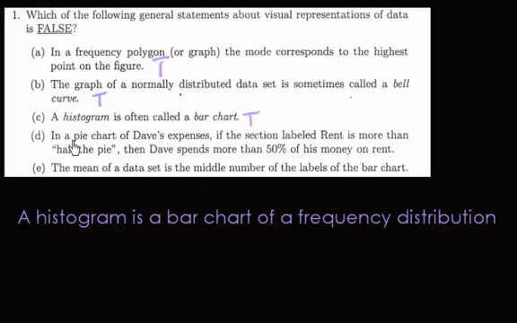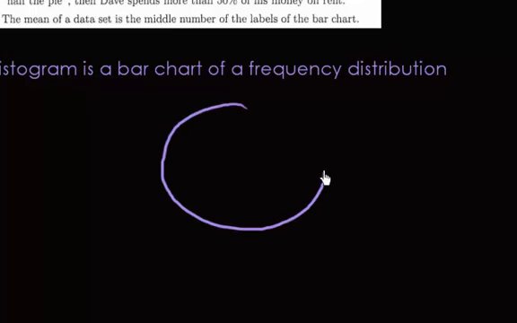All right, in a pie chart of Dave's expenses, if the section labeled rent is more than half the pie, then Dave spends more than 50% of his money. Well, if you take a look at a circle, and you have more than half your pie going to rent, remember that a pie graph represents the proportion of the money you spend, in this case, of Dave's expenses. So if the rent represents more than half the pie, then it represents more than half of his money. So he spends more than 50% on his rent. And so D is true.